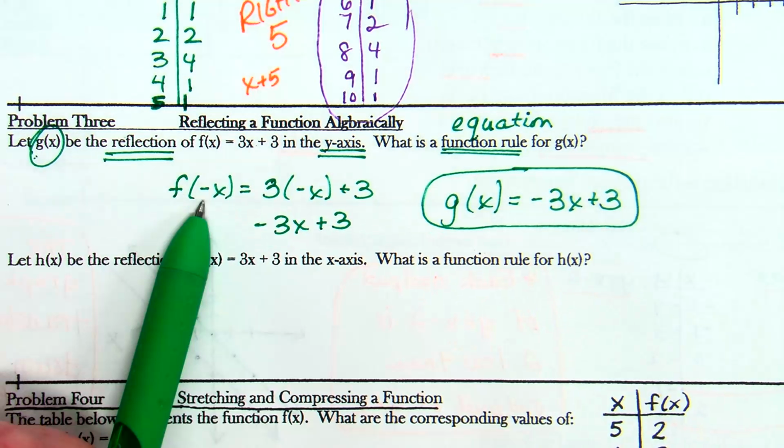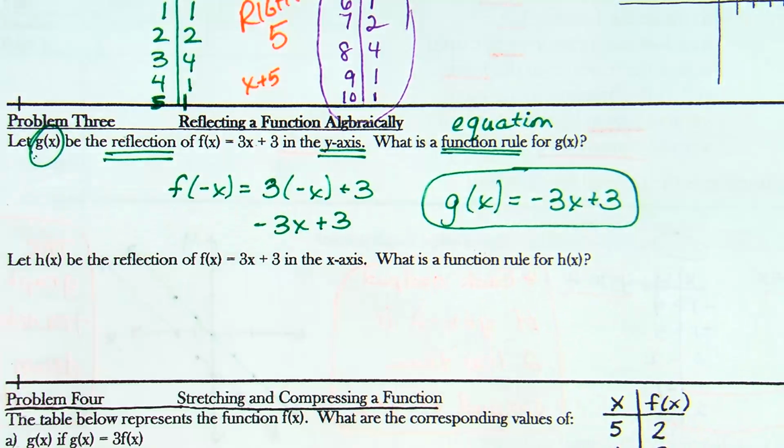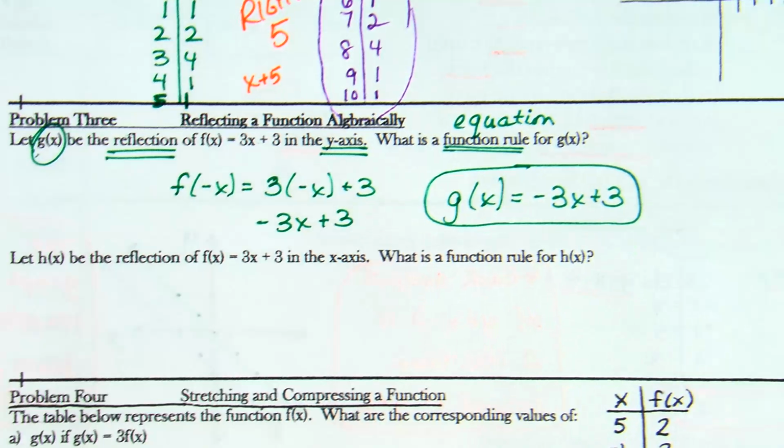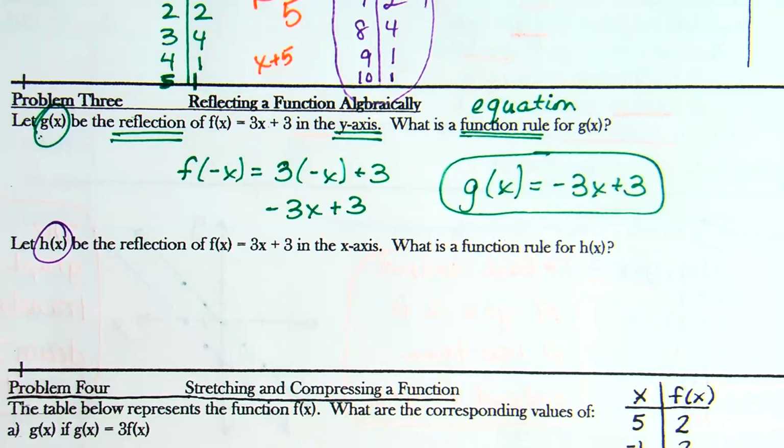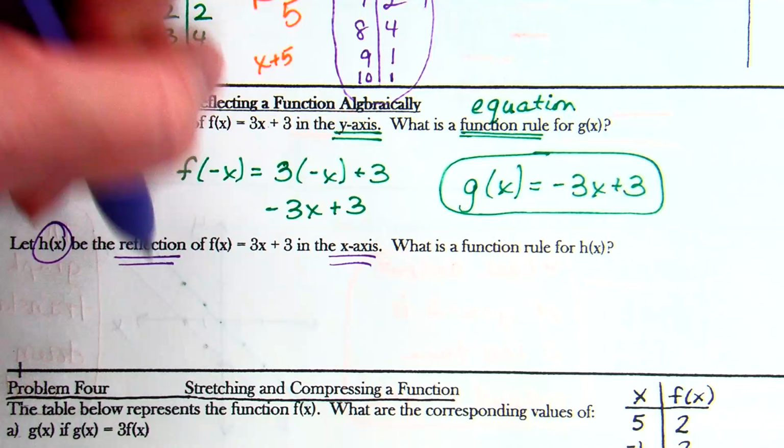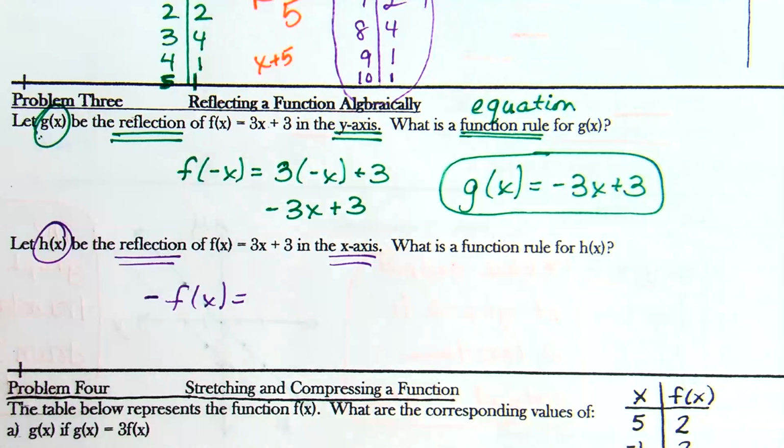Okay, let's try the next one. This time, what's it say? This time it says to use h of x. And this time it's a reflection in the x-axis. What's our chart say about a reflection in the x-axis? Negative f. It says to use negative f of x. And so if we're using negative f of x, that means we're going to take negative. I like to think of it as multiplying the whole equation by negative, is what I like to think.